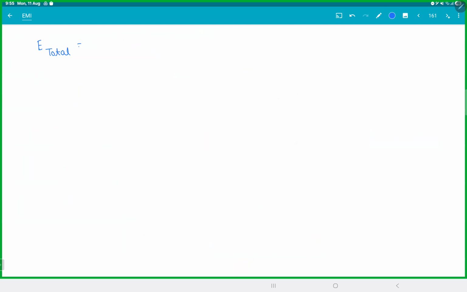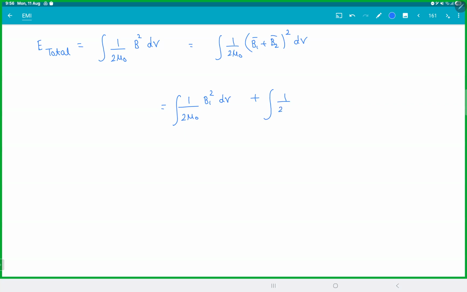We know the total energy is nothing but integral 1 by 2 mu naught B square dV. This can be written as integral 1 by 2 mu naught (B1 bar plus B2 bar) square dV. If you expand this, you will get integral 1 by 2 mu naught B1 square dV plus integral 1 by 2 mu naught B2 square dV plus 2 times 1 by 2 mu naught integral B1 bar dot B2 bar dV.